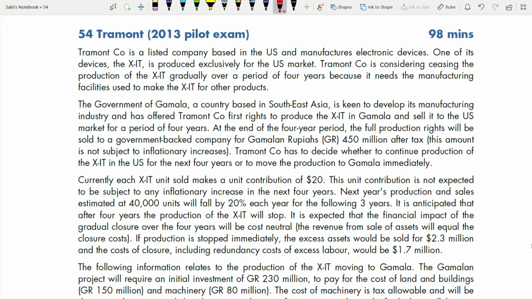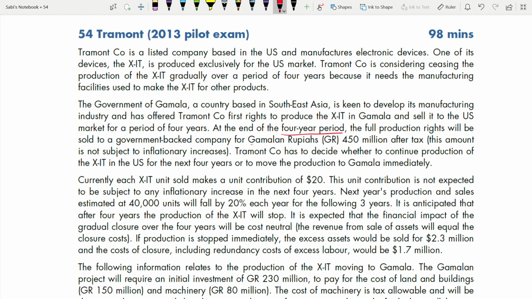At the end of the 4 year period, so you can understand this project is a 4 year period, okay? You need this information. What is the duration of the project to find the net present value? The full production rights will be sold at the end of the 4 years to a government-backed company for Guatemalan rupees 400 million after tax. This amount is not subject to inflationary increases.